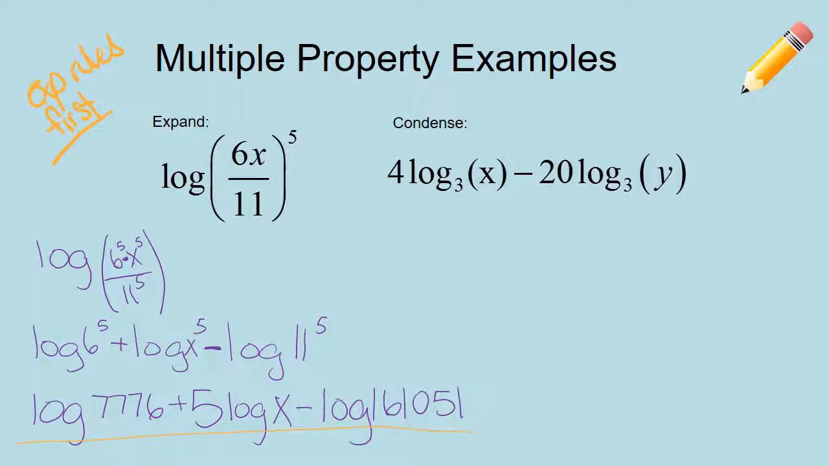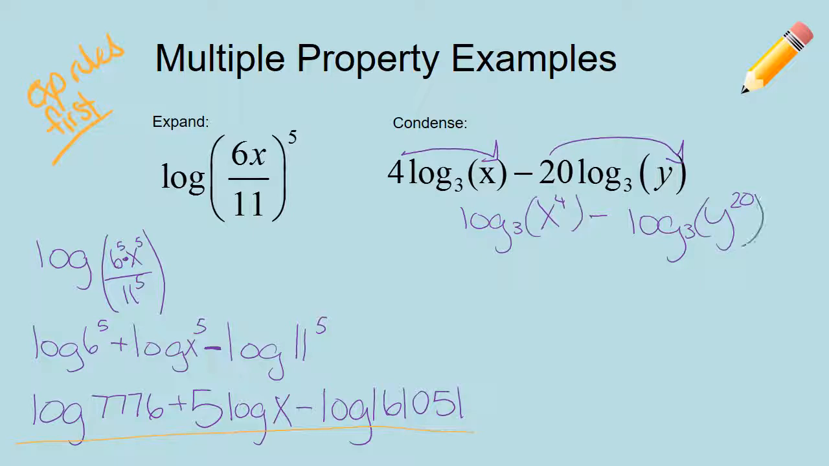Let's look at condensing. So first thing I notice is I have a number out front. So that should jump up and be the exponent. Now I'm writing each of these steps out individually. If you can see multiple properties in one, feel free to take care of 2 properties or 3 properties at once. I'm going to show each step here. So first was factor to exponent.